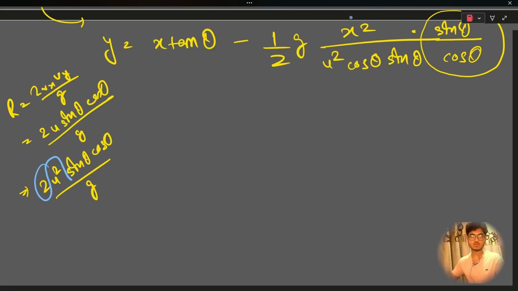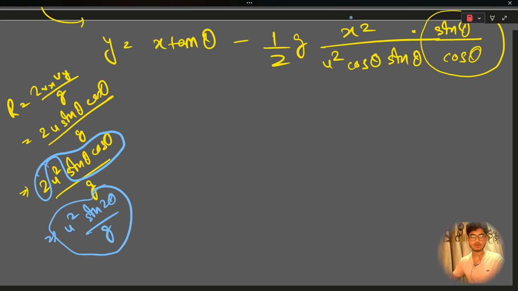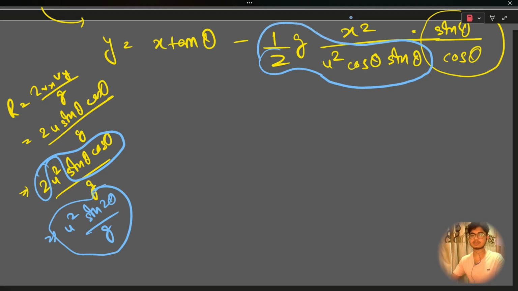And this 2 sin theta cos theta was mathematically sin 2 theta by g. This was the formula of range. If you can see, this is nothing but 2 u square sin theta cos theta by g. Just it's the reverse. It is u square sin theta. This is 2 u square sin theta cos theta by g. This is g by 2 u square sin theta cos theta.